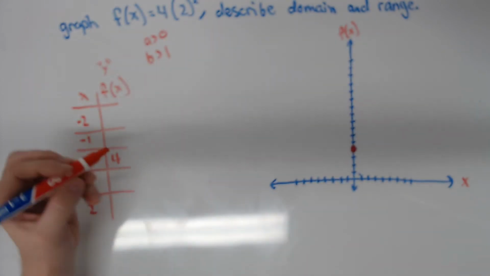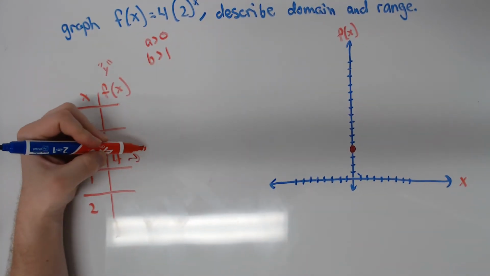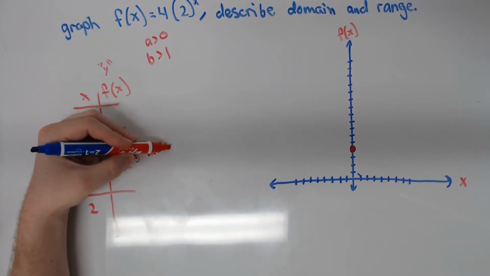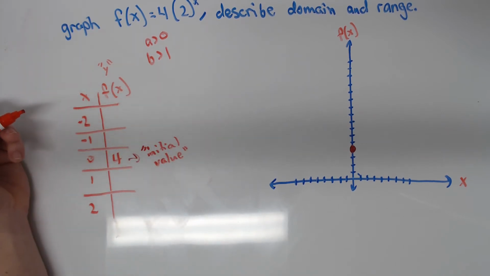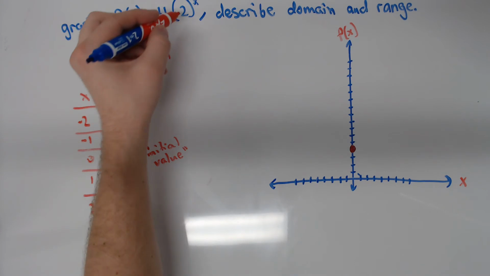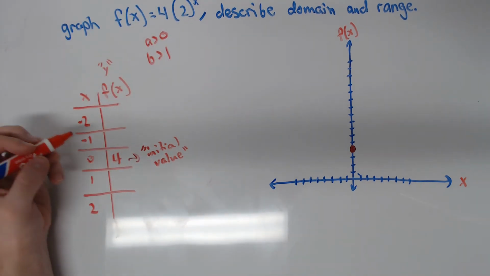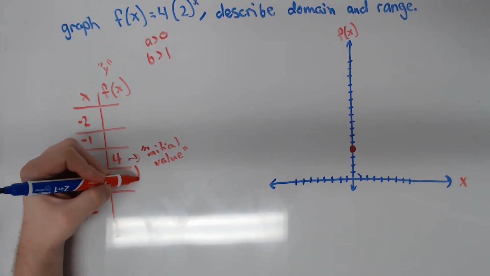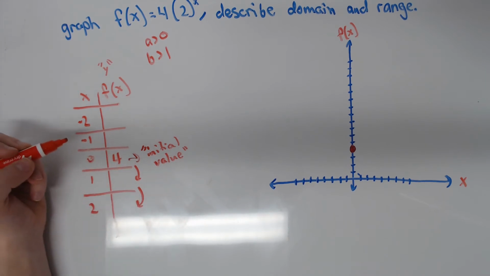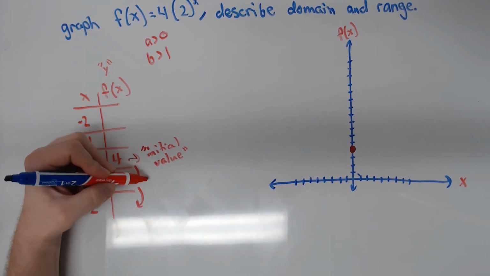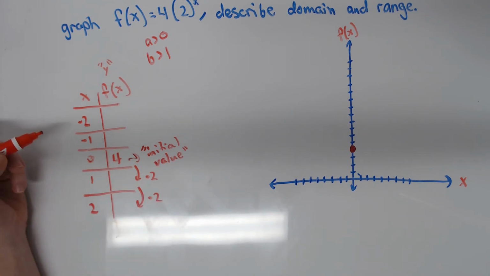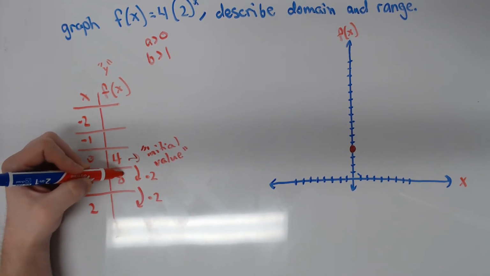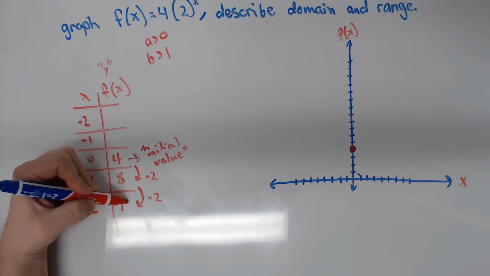So from here on out, that's going to be our initial value. And then B is our multiplying pattern. So we multiply forwards, times 2, times 2. 4 times 2 is 8. 8 times 2 is 16.